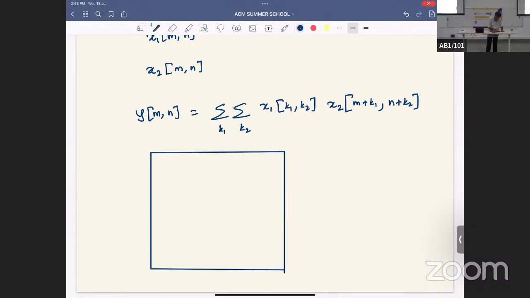Okay. So let me call this x1 of k1 comma k2. Then the other one, let me draw with a different color. This one, a smaller one, is the filter, this square. This one is x2 of m plus k1 comma n plus k2.